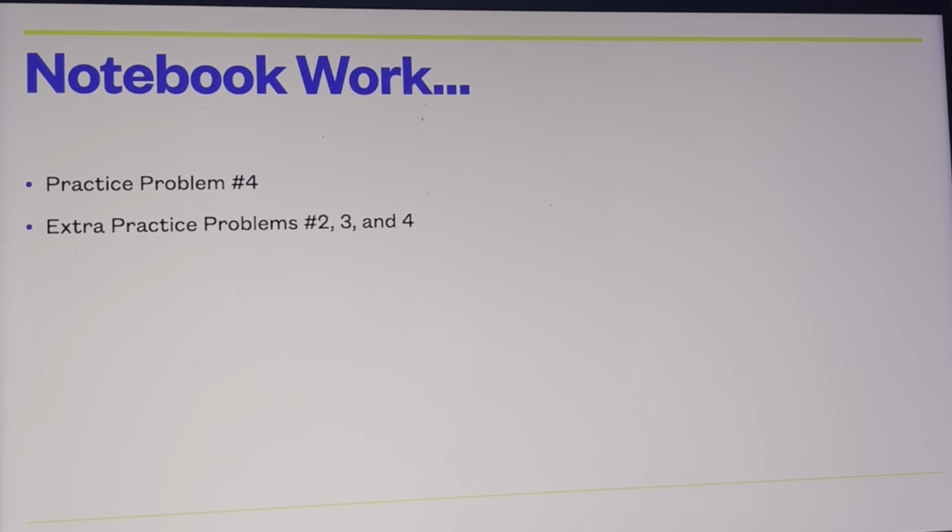Okay, now take some time and in your notebook on Module 3, work on practice problem number 4 and extra practice problems numbers 2, 3, and 4.